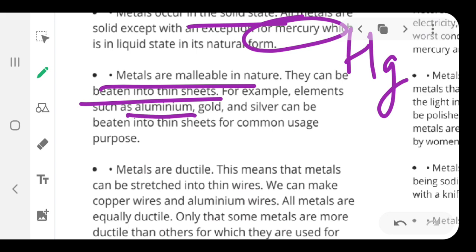You can see it looks just like a paper. So imagine that if you hammer these metals, they can be drawn into or beaten into thin sheets, and we have lots of uses for that. So underline all. Aluminium symbol is capital A, small l.